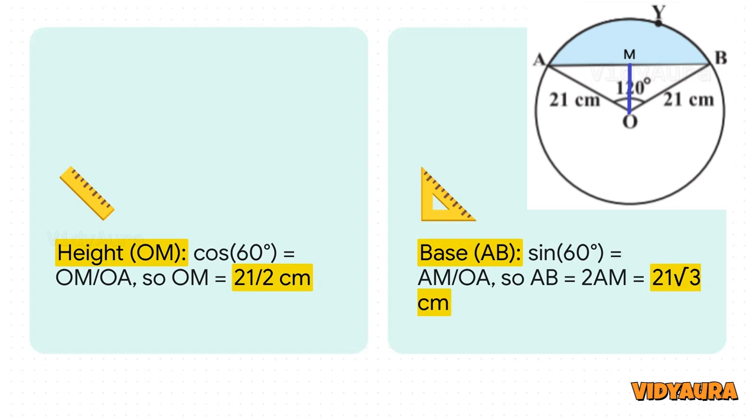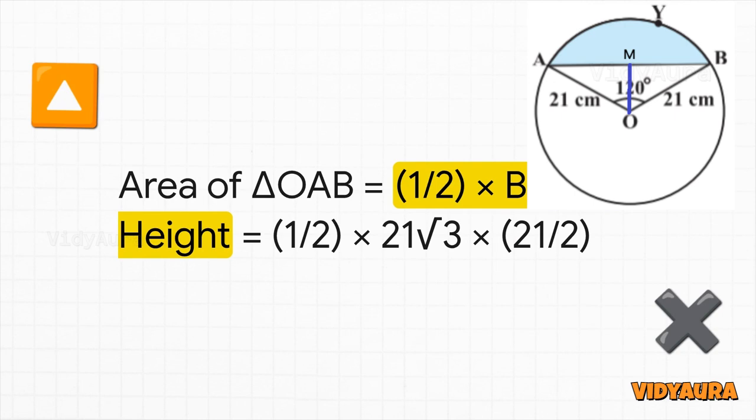So let's use these brand new right-angled triangles to find the height and the base of our original triangle. For the height, that line OM, we're going to use cosine. Cosine of 60 degrees gives us OM over 21, which works out to a height of 10.5 centimeters. Nice. Now for the base, we'll use sine to find just half of it. That's AM. Then we just double that to get the full base length, which comes out to 21 times the square root of 3.